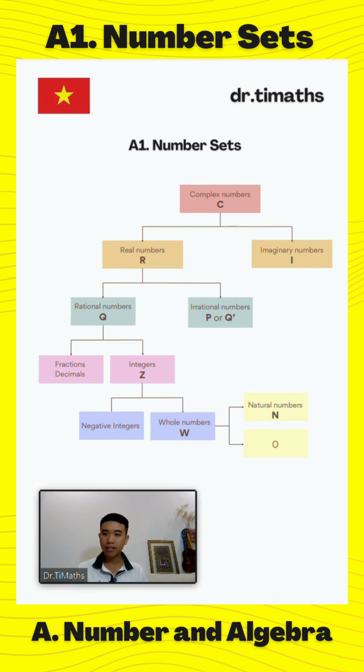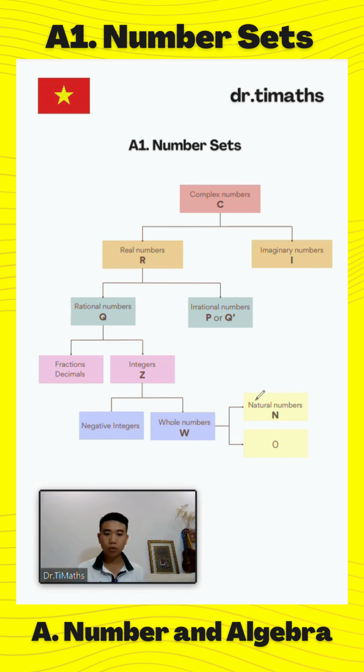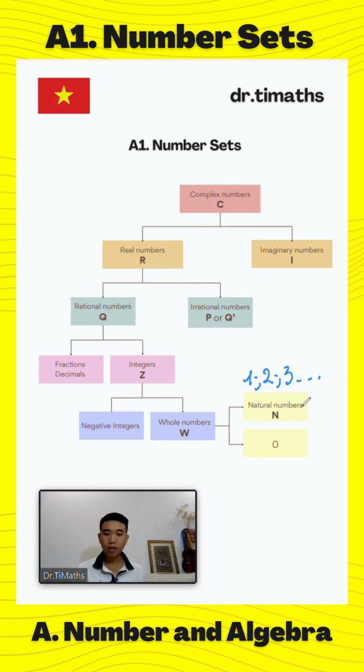You can see a chart here. We start with the smallest group first, which is natural numbers. It will be 1, 2, 3, and go on. Natural numbers, the symbol is capital N. Natural numbers with number 0, we make whole numbers. So this will be 0, 1, 2, 3, and go on. Whole numbers and negative integers, we make integers, which is whole numbers with the negative side.